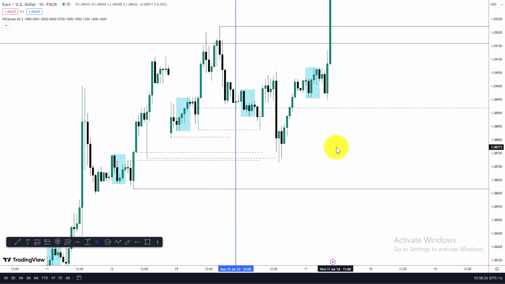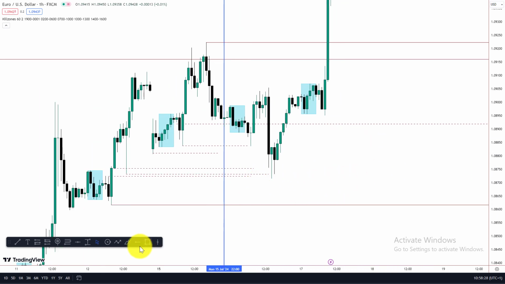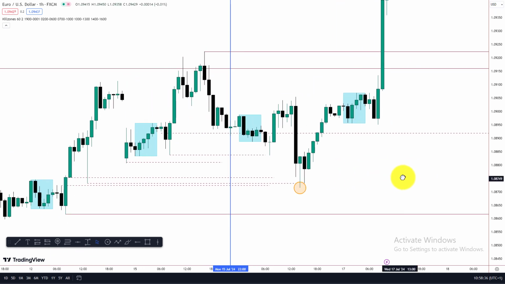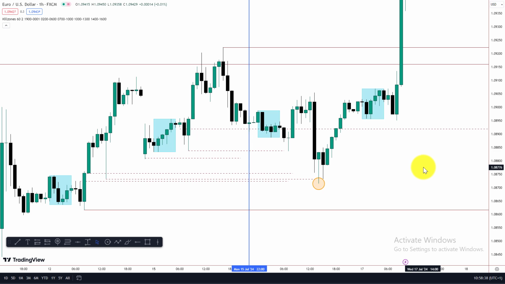Number one, I'm looking to execute trades using the swing low price action formation or swing high. The swing low is a 3-candle price action with the middle candle having the lowest low. So once we see that swing low form, that is a strong reversal pattern.